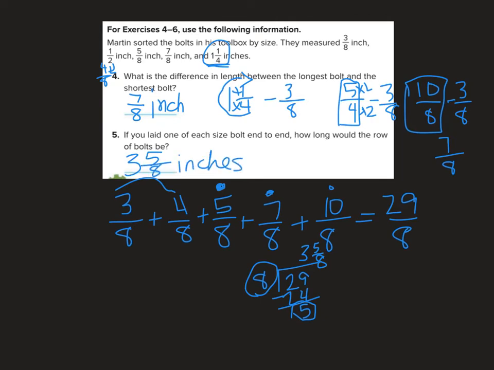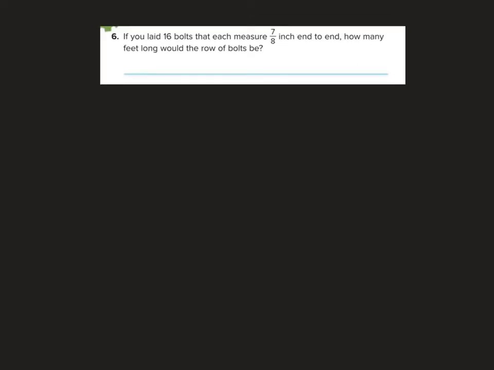And 3 5/8 is between 3 and 4. It's going to be a little more than a half. This would be where 3 5/8 would be, between 3 and 4 inches. All right, let's keep working. If you laid 16 bolts that each measure 7/8 inch end to end, how many feet long would the row of bolts be? So here we have inches to feet. So first we have to figure out what is 16 times 7/8.